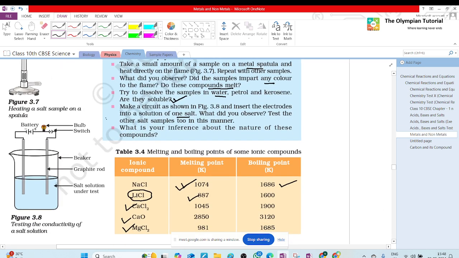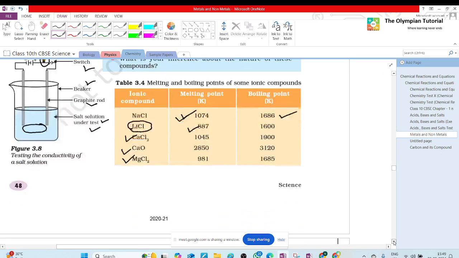Look, what happens here? This is a bulb, switch, beaker, graphite rods which act as electrodes, and salt solution. Under test, what happens here? The bulb glows. We have studied in physics that a bulb only glows when the circuit is completed. So it means here the circuit is completed. How is the circuit completed? Because here it is a salt solution and ions are present. Yes, ma'am. That's why the circuit is completed. Are you okay with it? Yes, ma'am.